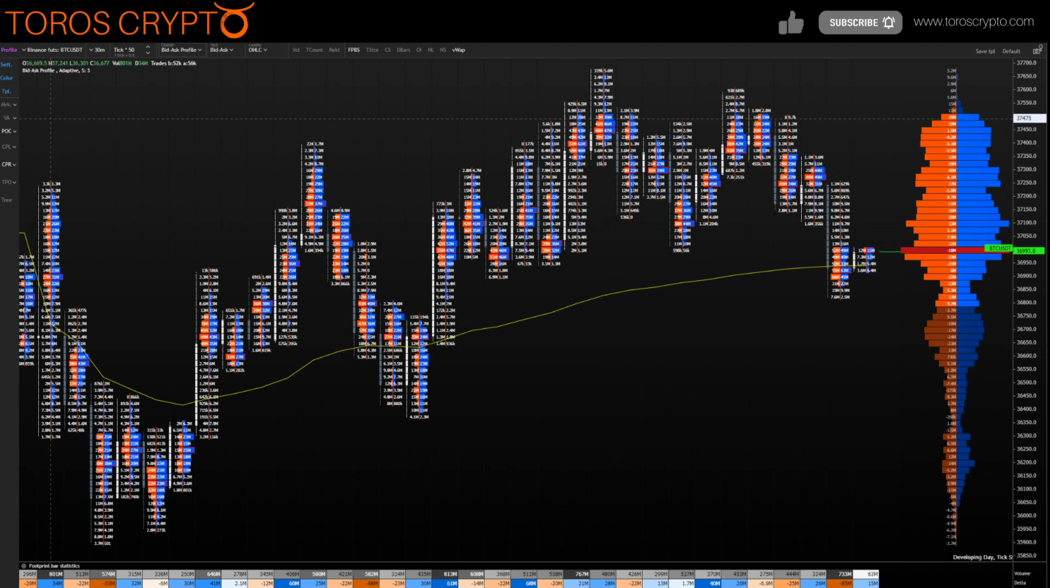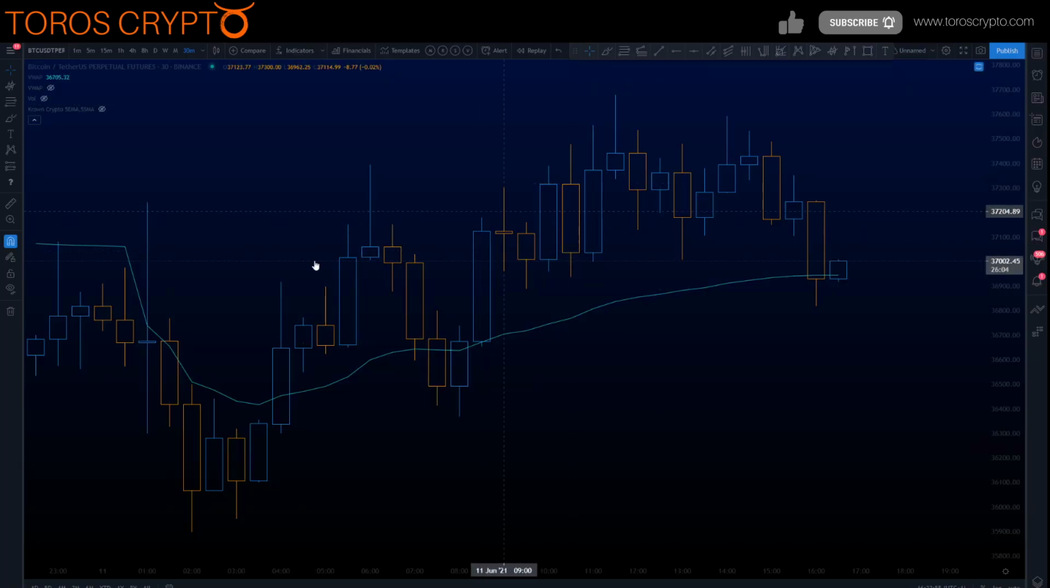What you're looking at here is basically a 30-minute candlestick chart with some additional information in it. If we go over to our usual candlestick chart here, you can see it's exactly the same information. This is on a 30-minute time frame, the Bitcoin USDT perpetual on Binance.